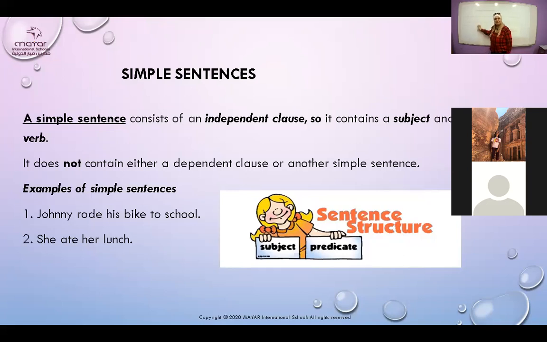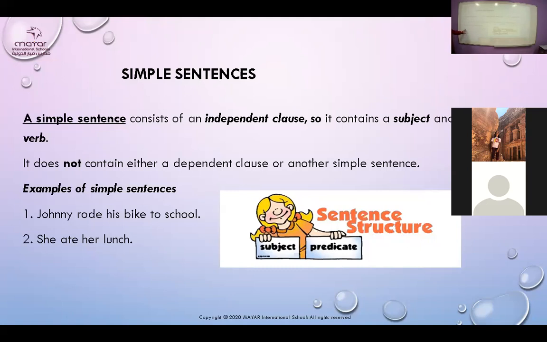But with a simple sentence, we have everything. We have the subject, look at this picture, we have the subject and we have the predicate. In some grammar books, they say subject and verb. It's correct, because a predicate mainly contains a verb. Now, if one of your colleagues said, Johnny rode his bike, and this is enough.